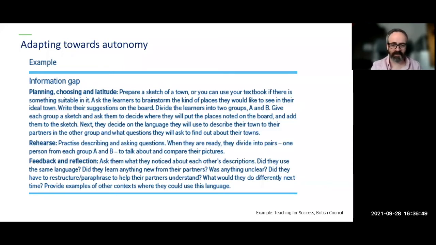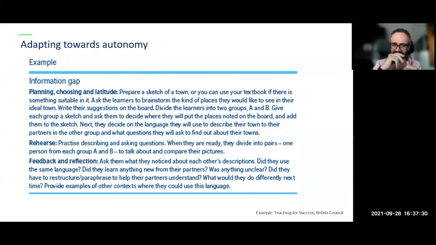If they can answer a task by themselves, then it's very unlikely they'll be motivated to communicate or speak with a partner. So here we see planning, choosing, and latitude in the initial stages of the task to give that scope for students to adapt the task to their needs. Moving into rehearsal to make sure they're familiar with the language they want to use. If this were a role play, obviously they could become familiar with the language that their character might use. Rehearsal can be an important part of any communicative activity. And then finally, feedback and reflection, being able to look back at what we've done and critique it.